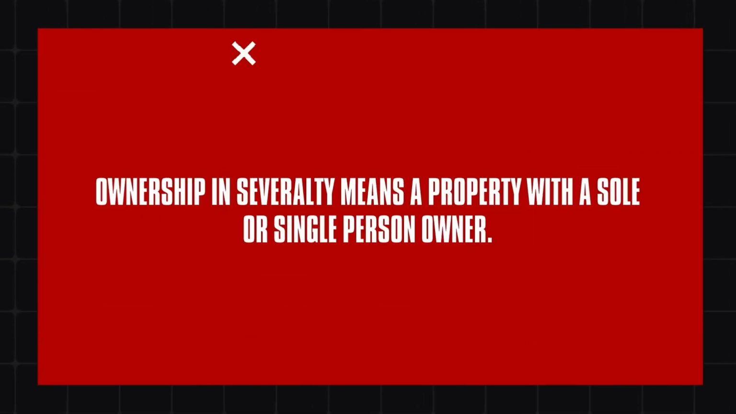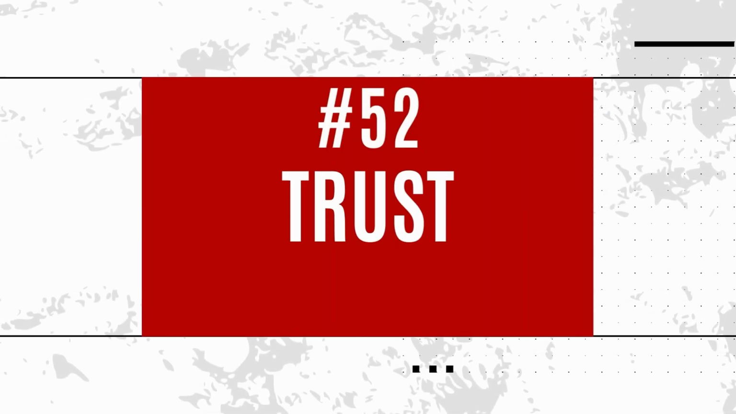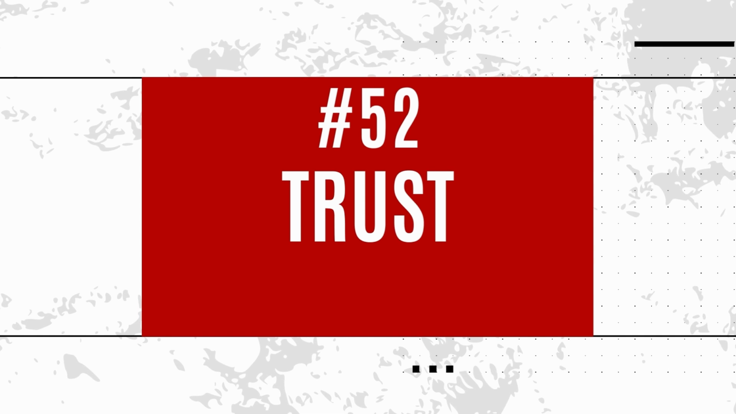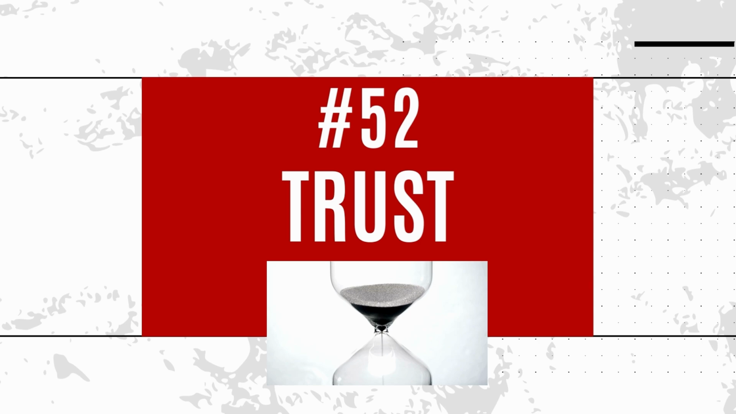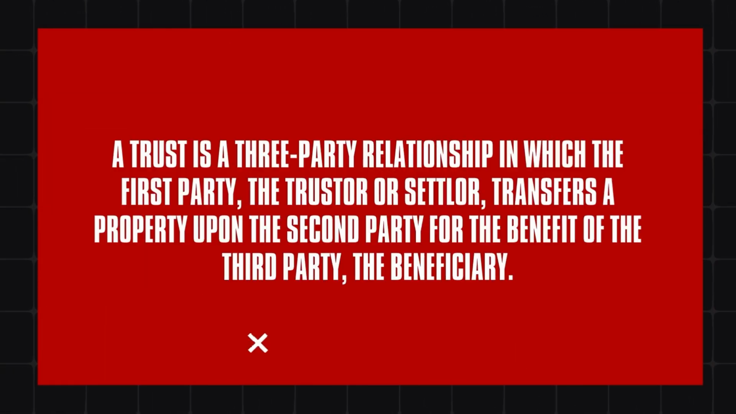Ownership in severalty signifies a property ownership structure where a single individual holds rights and responsibilities over the asset. Trust. Go ahead and think about this term for a few seconds. A trust is like a three-person dance. The truster, who gives away the property, the trustee, who manages it, and the beneficiary, who reaps the benefits.